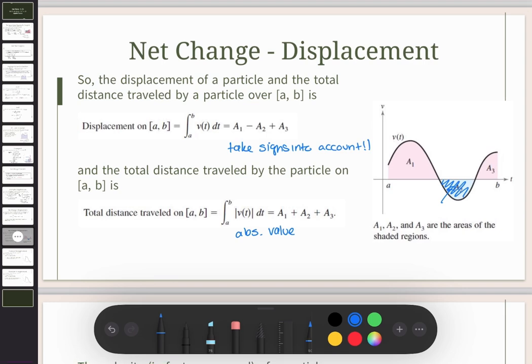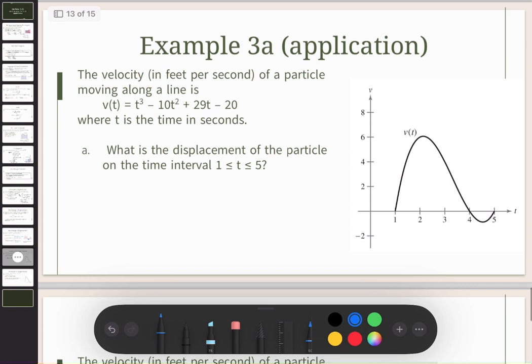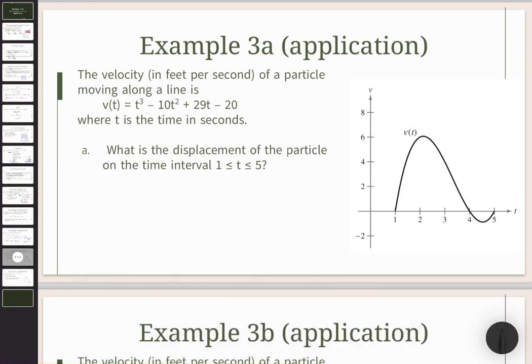All right, so let's try an example with this. Here's our application. The velocity in feet per second of a particle moving along a line is represented by this function right here. And we have our lovely graph right over here. T is time in seconds. What is the displacement of the particle in the time interval between 1 and 5? So we're going to set up our definite integral from 1 to 5, t cubed minus 10t squared plus 29t minus 20 dt. So displacement, I can just simply integrate and evaluate at 5 and 1.